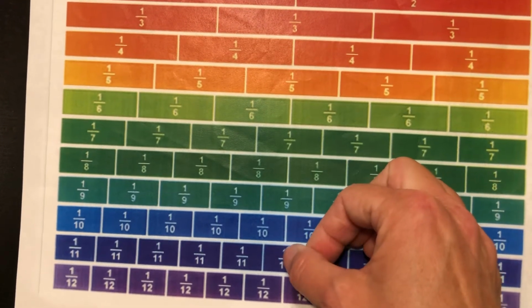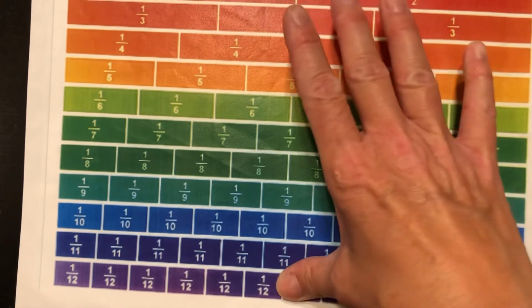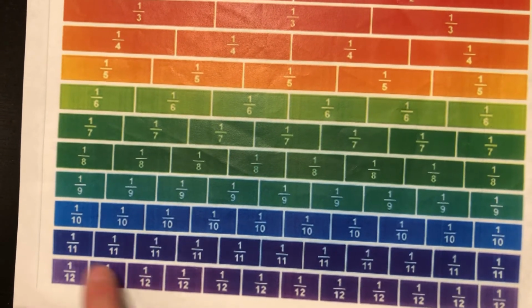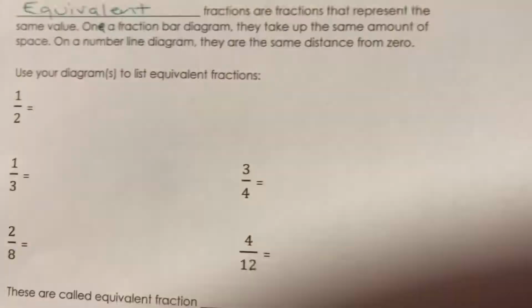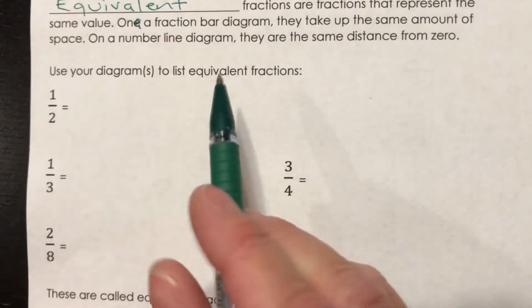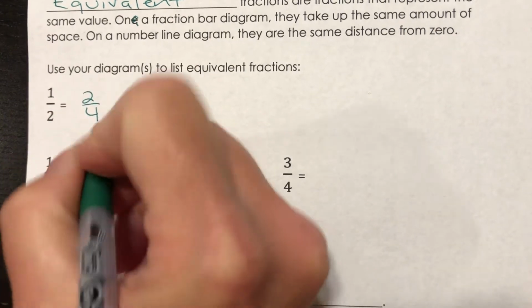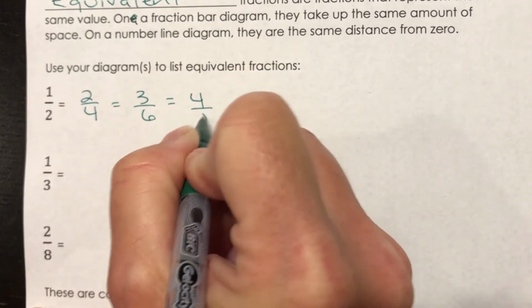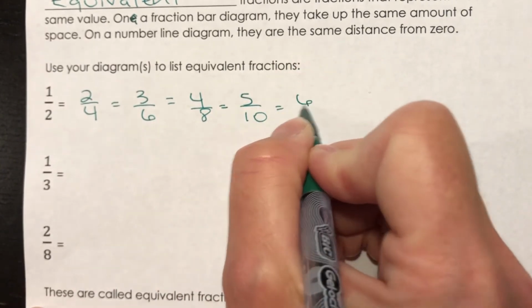And then when you go down 1/11, nope, it's right in the middle. But down here, I can see that this ends in that same spot and takes up the same amount of space. And that would mean 1, 2, 3, 4, 5, 6/12. So on our sheet right here, where it says, use your diagram or diagrams to list equivalent fractions. For 1/2, we said 2/4 is equivalent, and 3/6, and 4/8, and 5/10, and 6/12.